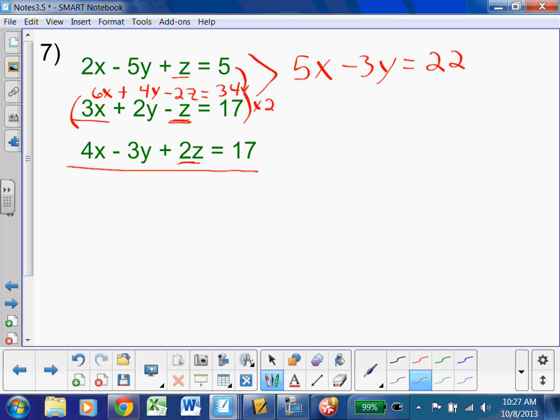I'm going to add this one and this one together. If you do that, you're going to get 10x, all right, 10x, 1y, or just y, because I'm putting my y's together. And then the z's cross off, so I cross off the z's. And then 34 and 17 is going to be, what is that, 51?